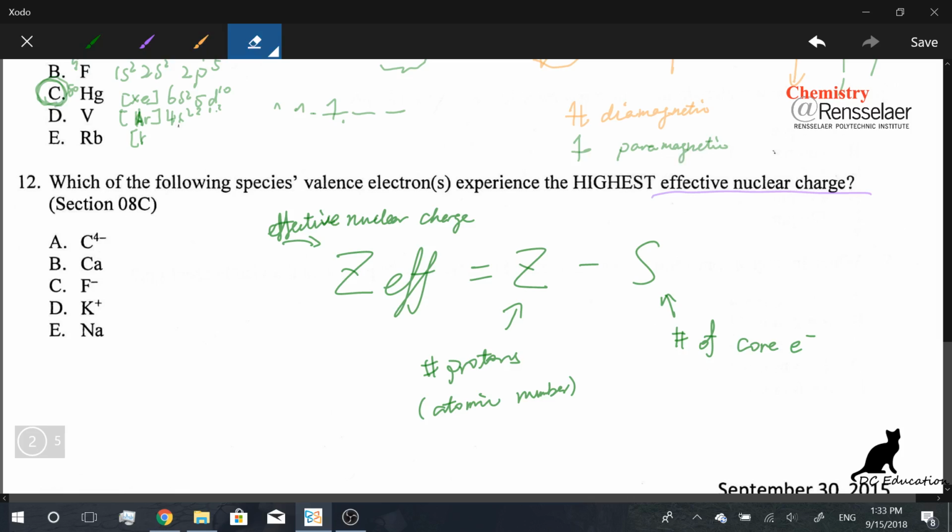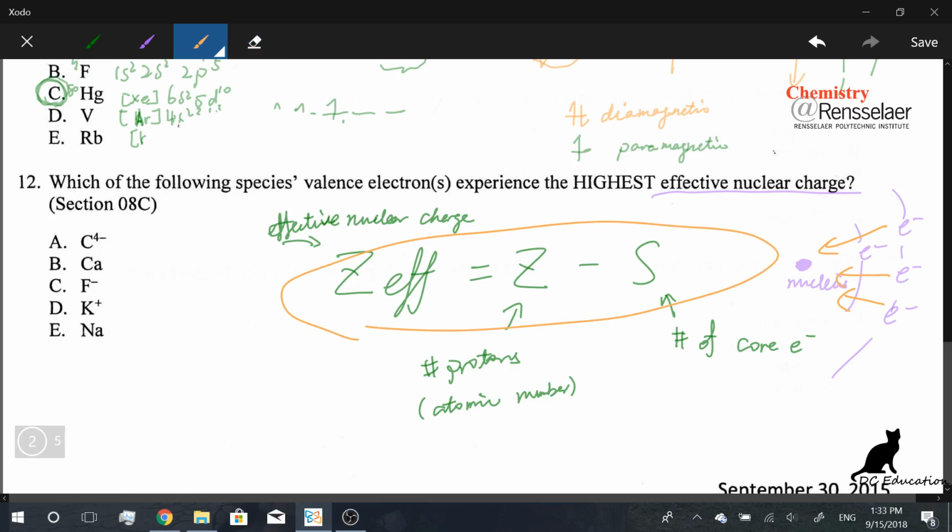And what it represents is, this thing over here actually means the pulling force. Let me try it with another color. This is the nucleus, and those are the electrons on the outside. It's the pulling force the valence electron experiences. The effective nuclear charge is exactly the pulling force it experiences from the nucleus, which makes this equation make sense.